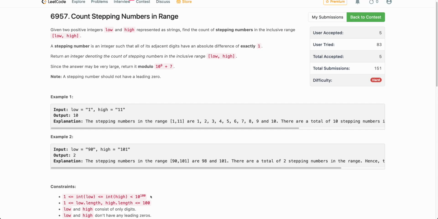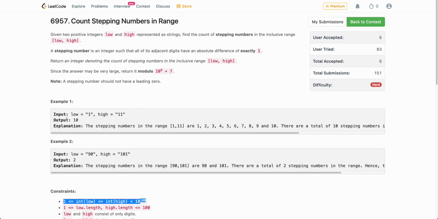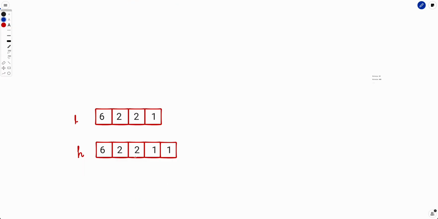Now given this constraint, it should be very clear right away that you can't do brute force. By brute force I mean you can't iterate over everything between low and high and check whether each number is stepping or not by iterating over each of the digits. You can't do that because iterating over everything between low and high would take 10 to the power 100 iterations, which will surely not pass the given time constraints. So we need to do something smart. Let's see how to solve this.